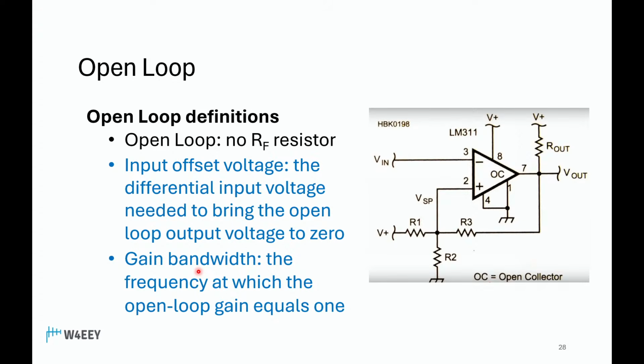So we slowly turn up the frequency, and the output is going to get smaller and smaller until the input and output are the same. That's defined as an open loop gain of 1. The input and output are the same. So these are the words as they'll appear in the pool.